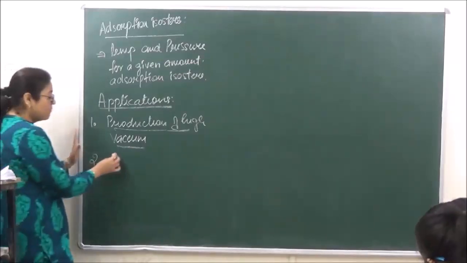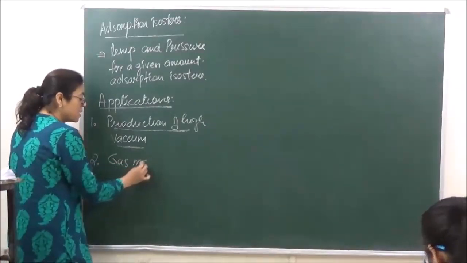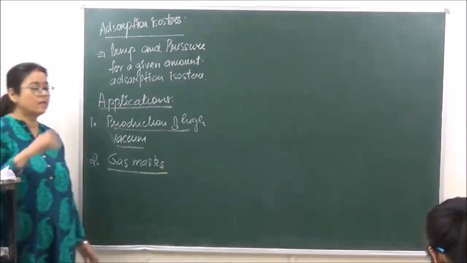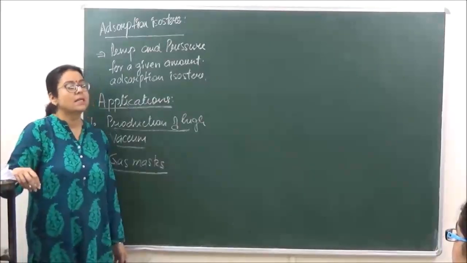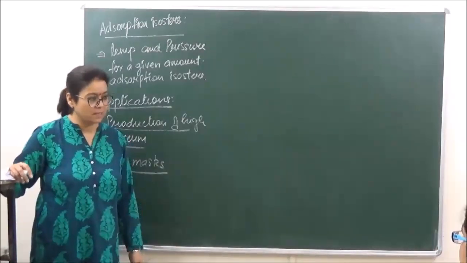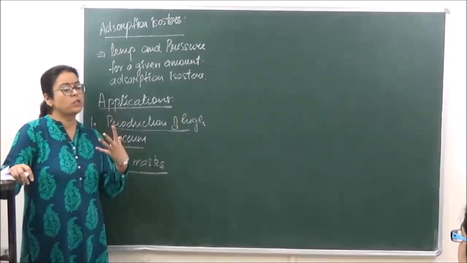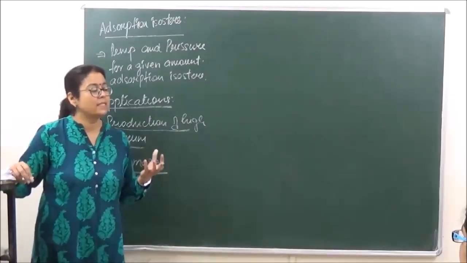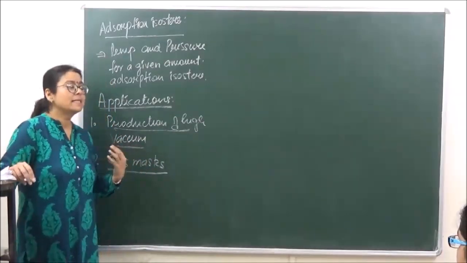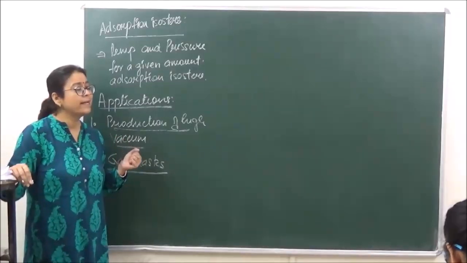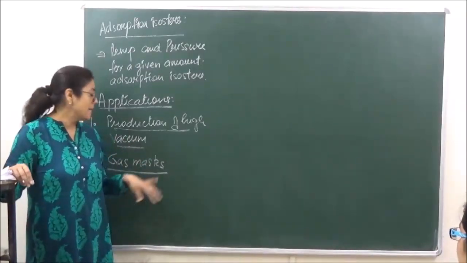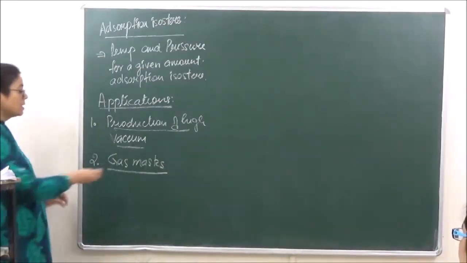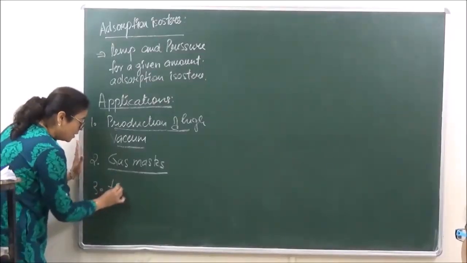Then second is gas masks. This I have already told you. Coal miners who are working under the earth's crust encounter many poisonous gases. There are gas masks which are again made of charcoal only. This charcoal has a tendency to adsorb the poisonous gases, as a result of which the poisonous gases do not enter into the body of the coal miners and they remain safe. Right? So gas mask is another distinct application.